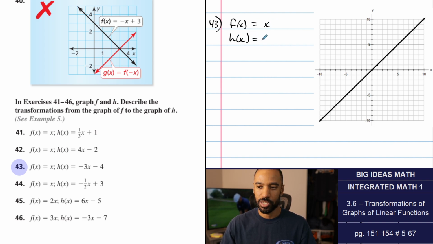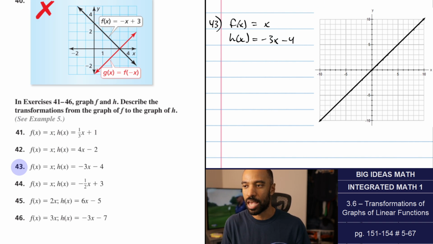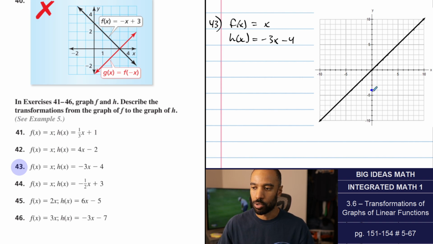So h of x is negative 3x minus 4. Ooh, there's one more thing that's affected here, right? What else is happening? Well, you'll know when we graph it. But the slope is negative 3, so we get to go down 3, right 1 like this, and up 3, left 1, and that's where they cross. Fun.